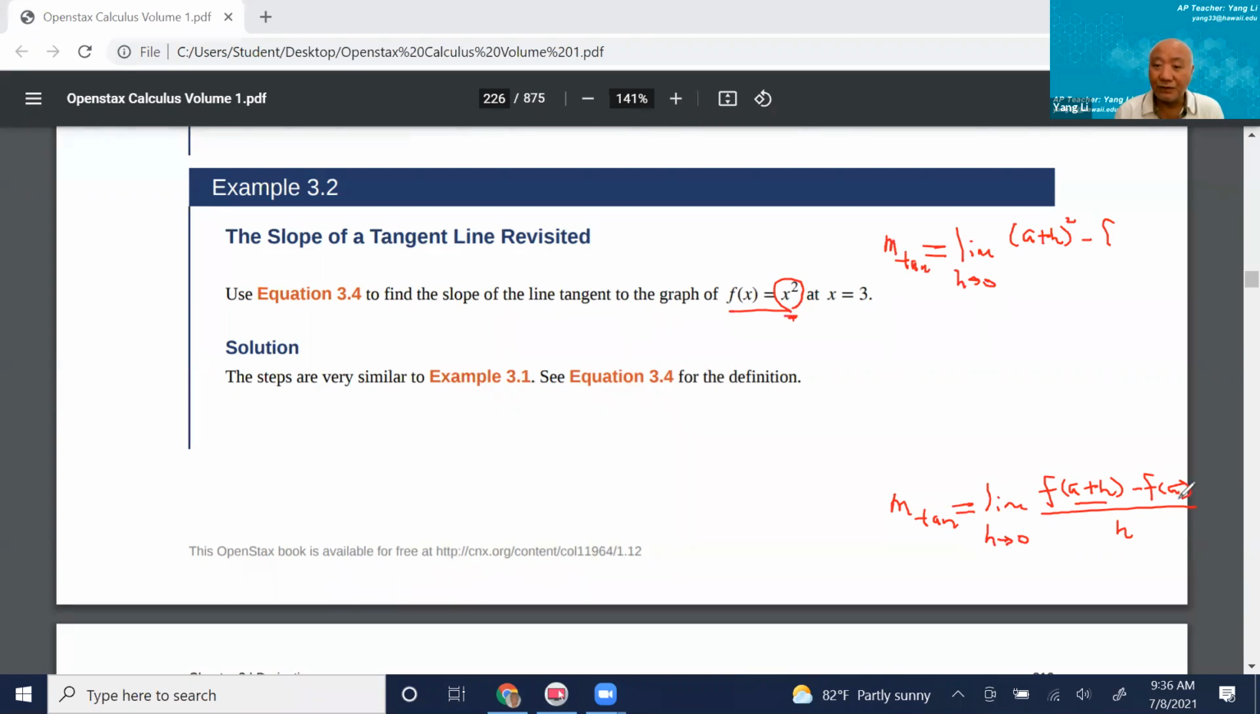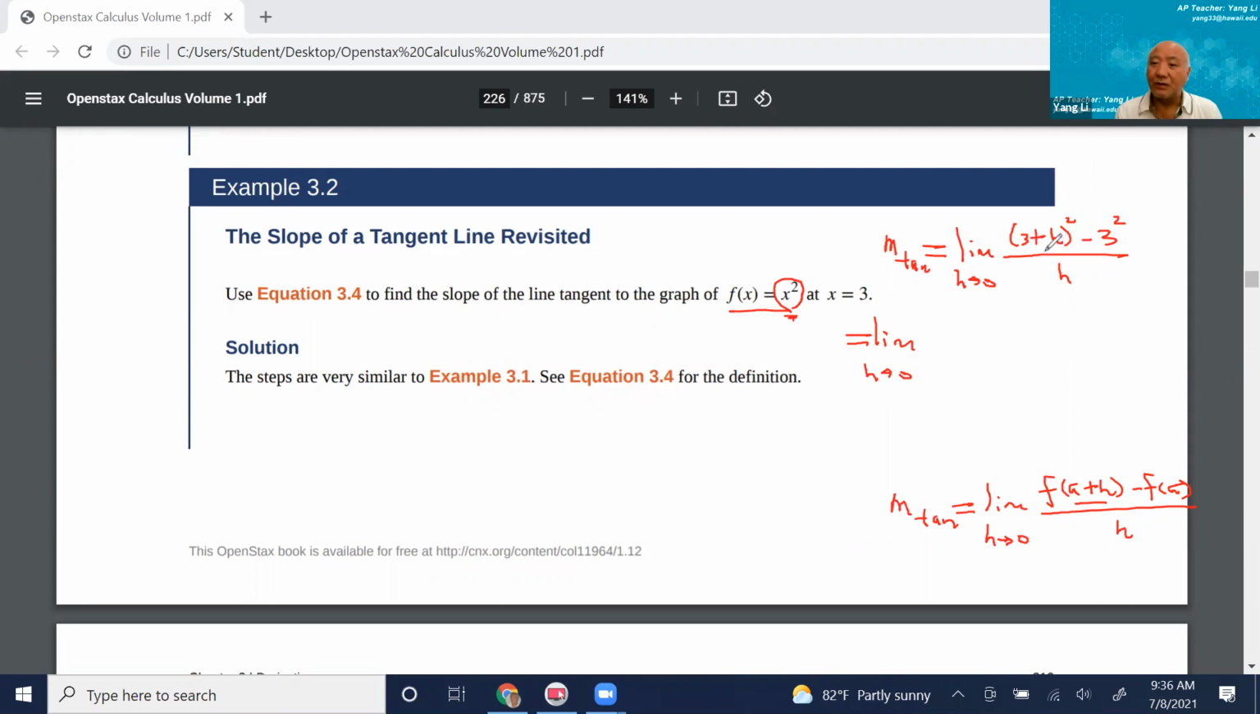a is 3, we know that. So this is 3 squared, and this a we can put as 3, so this is 3 plus h, over h. We don't know h yet. h is the value approaching 0, either from the right side or from the left side. So when we have this, you're going to have the limit as h approaches 0.